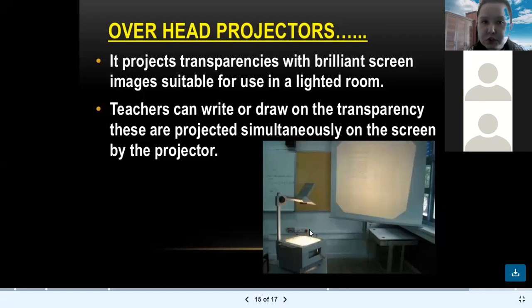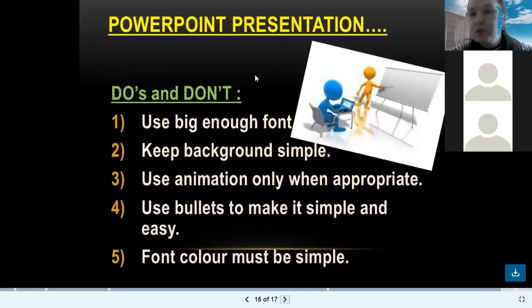Mostly in order to show the picture or the presentations or the videos on the screen, we use overhead projectors. Mostly this kind of projectors are used during the lectures, by the lecturers. So the next one is PowerPoint presentation. I guess all of you know the PowerPoint presentation, because during the classes you try to make PowerPoint presentations in order to explain the topic, yes?